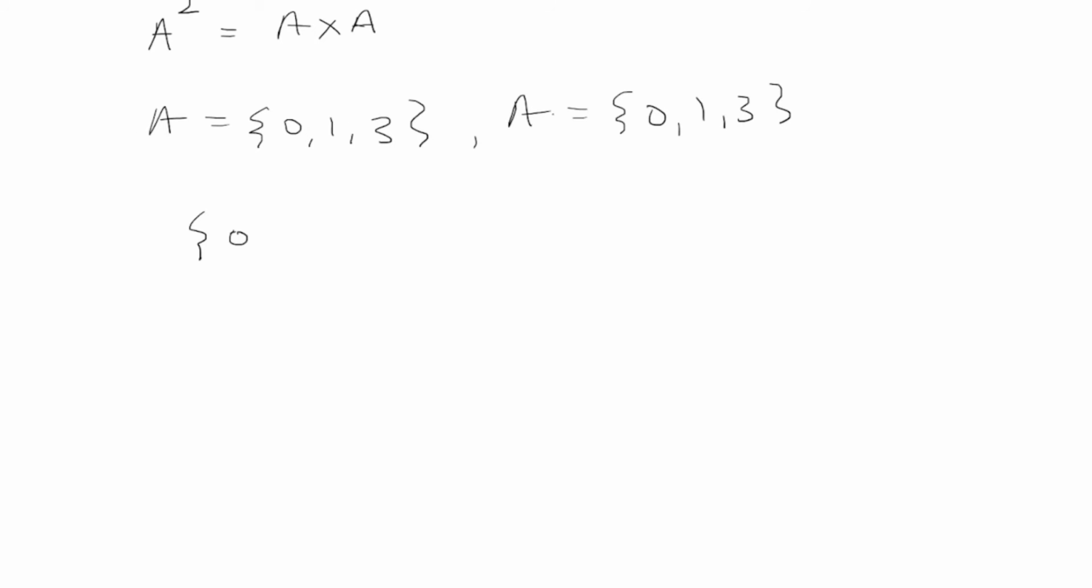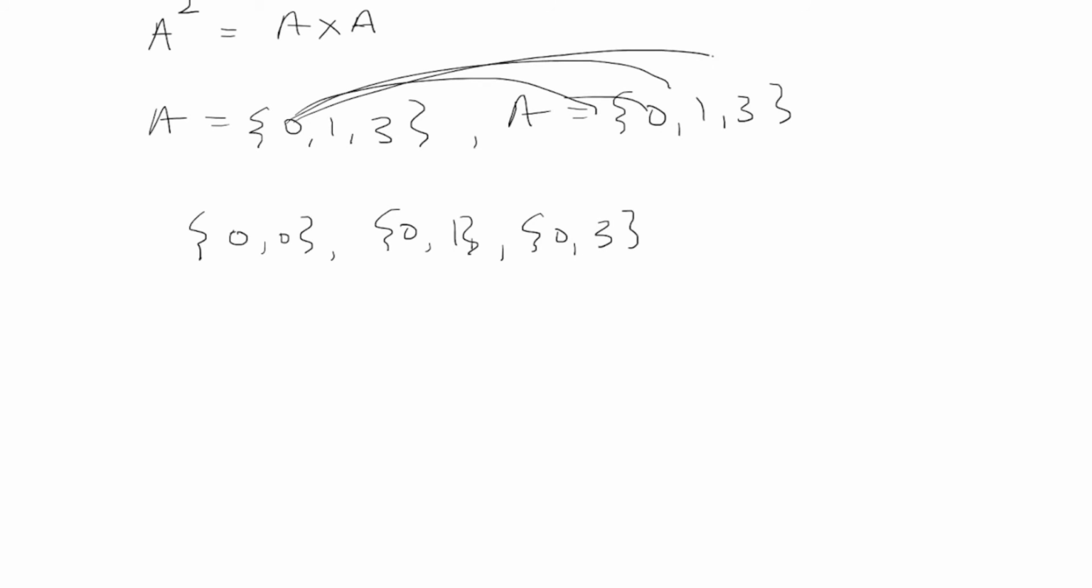And then we want to make sure we hit everything here. So we can have 0, 0, 0, 1, and 0, 3. So what you're doing is kind of like this. Then you move on to 1: 1, 0, 1, 1, 1, 3. And then finally you'll do the same thing with 3.